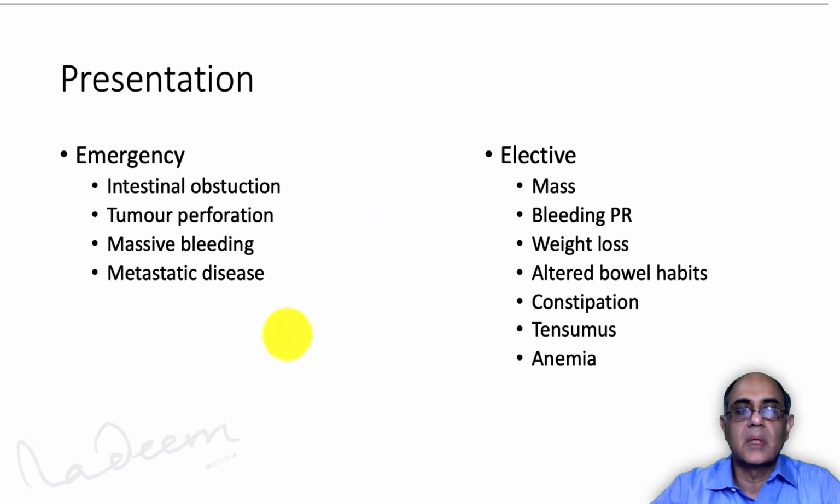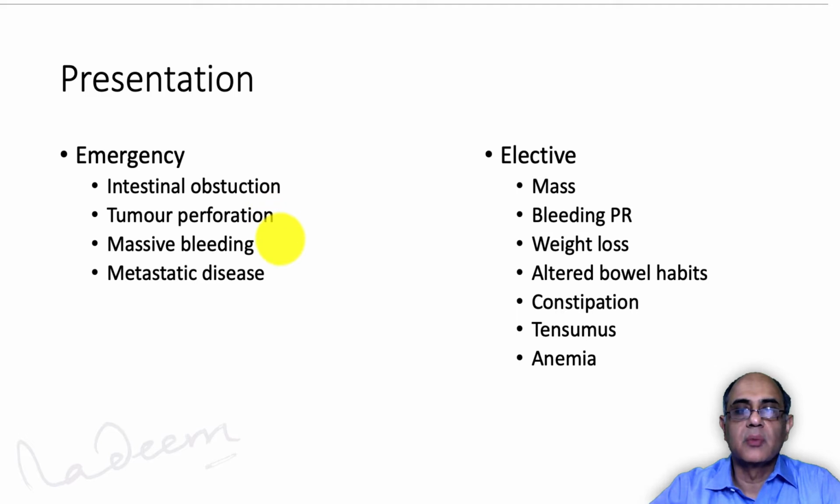They can present to us in emergency or as an elective case. When they come as an elective case, they come with abdominal mass, bleeding per rectum, weight loss, altered bowel habits, constipation, diarrhea, tenesmus, anemia. When they come as an emergency, they can come as an obstructive lesion causing large gut obstruction. The tumor can perforate. The tumor itself can perforate, or the tumor can cause obstruction, and that obstructed gut can also perforate. And all these perforated tumors present as peritonitis.